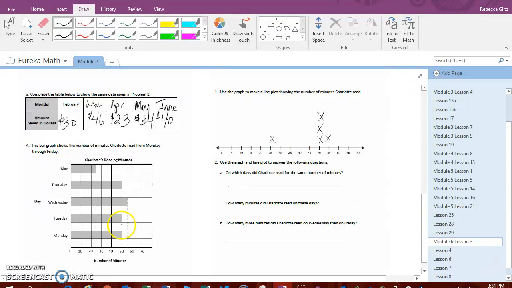We can use the graph on the previous page and the line plot. So it says, on which days did Charlotte read for the same number of minutes? Okay. Well, here we don't know what days. We know there's 3 of them. So let's go back to the graph, figure out what those were. Well, they're the ones with the same size bar. So you've got Monday, Tuesday, and Thursday. How many minutes did Charlotte read on these days? Well, we can look here real quickly and see that it was 50 minutes. Or we could look here, whichever is easier for you.